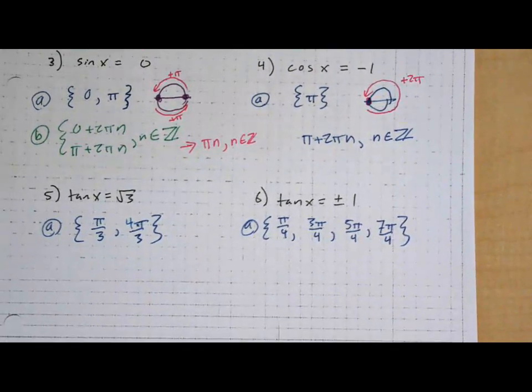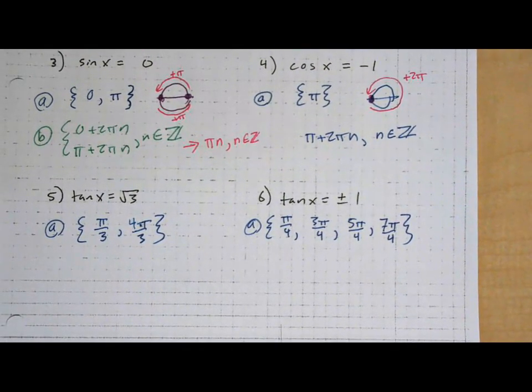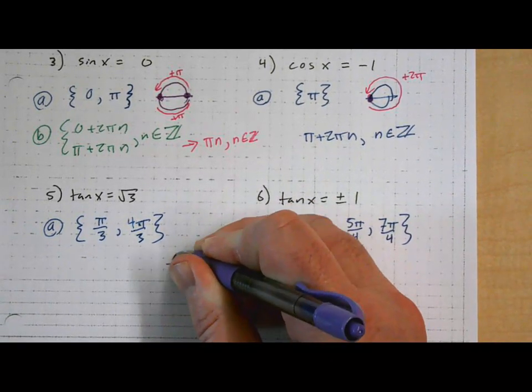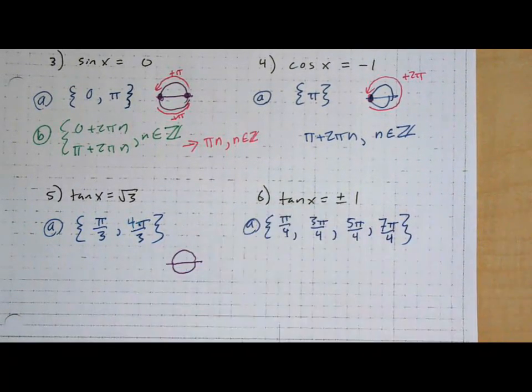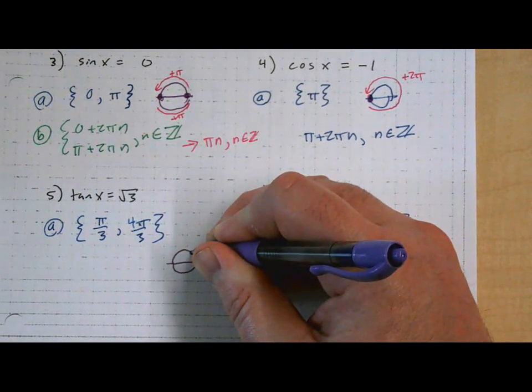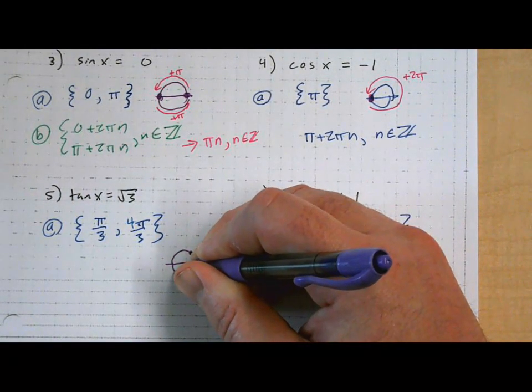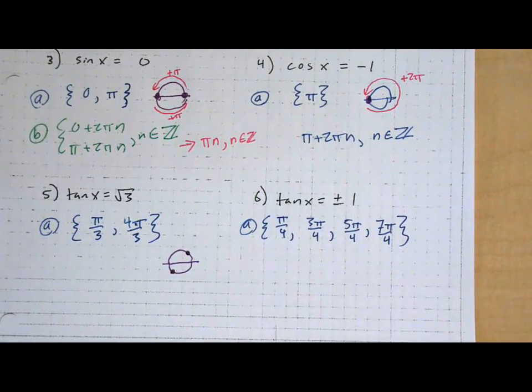Let's see if this next one has a simpler solution than just listing them with a plus 2 pi n afterwards. So give me a rough sketch of your unit circle. Where is pi over 3 and 4 pi over 3? Pi over 3 is right here. That's at 45 degrees. And 4 pi over 3 is right across from it. Ooh, that's interesting.